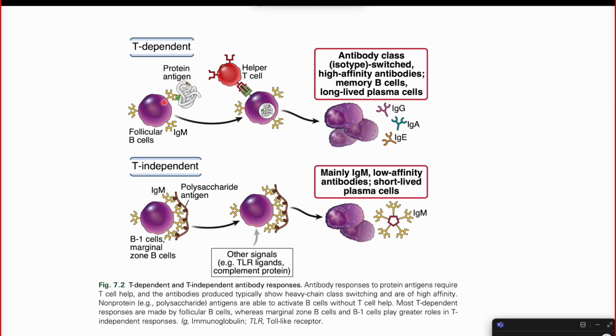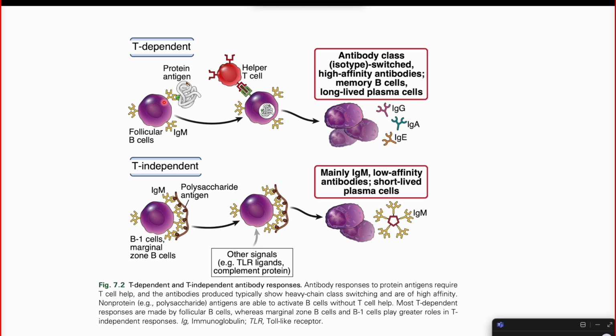While in the T independent type of antibody release, this type of cell directly sees the antigen, or say the outside of the antigen. It doesn't need proteins for it, not necessarily. Okay, then what will happen?